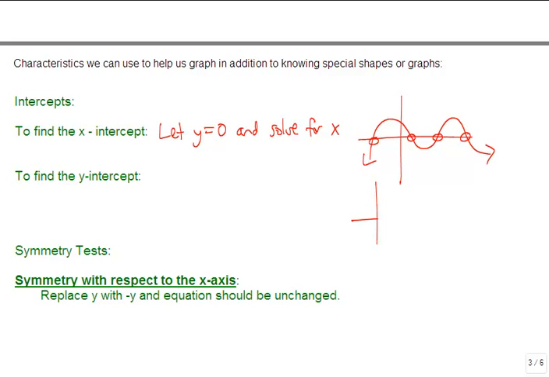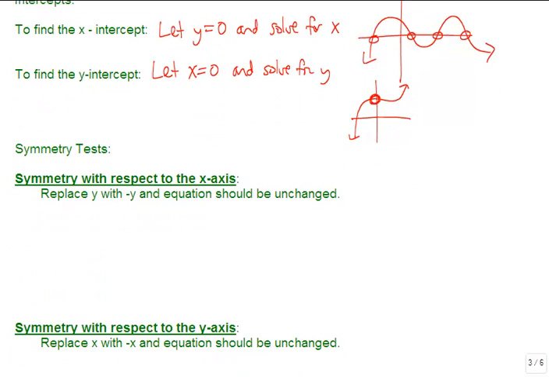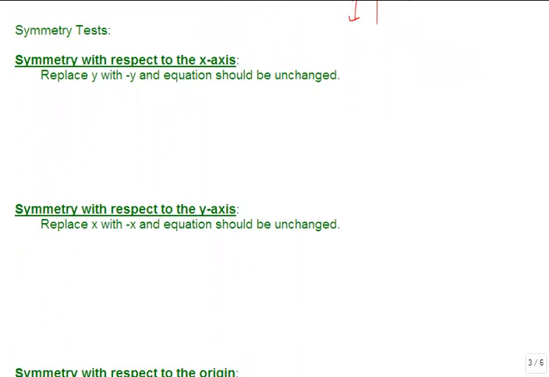Now a y-intercept is going to be wherever your graph crosses or intersects the y-axis. So in this case, that would be this point right here. And in that point, you'll notice that the x-coordinate is 0. So to find a y-intercept, you're going to let x be 0, and you're going to solve for y. Okay? So they're kind of opposites. To find an x-intercept, you let y be 0. To find a y-intercept, you let x be 0. Alright, so those are the definitions. We'll come back and use this in just a moment, but let's take a look at some symmetry tasks next.